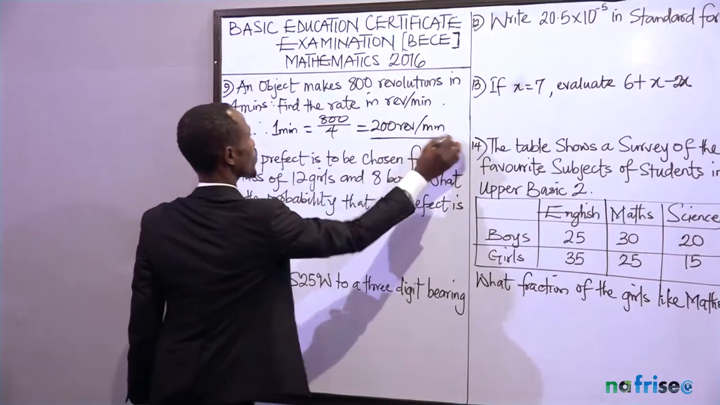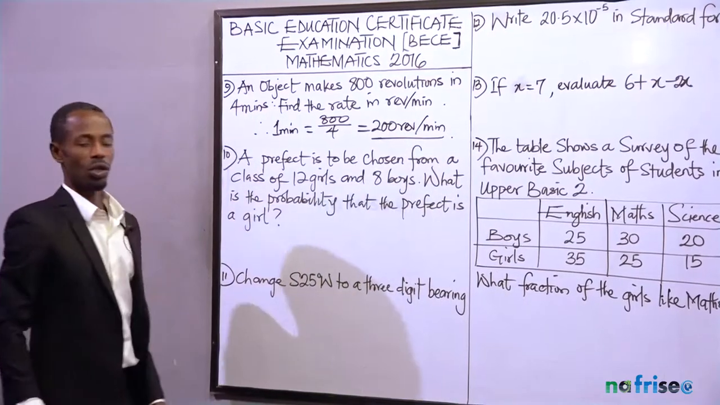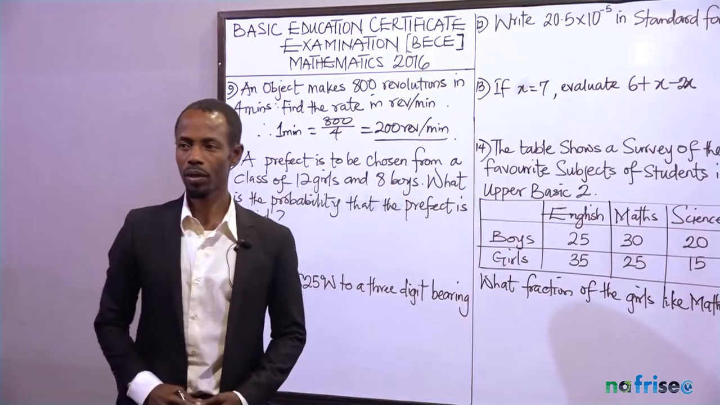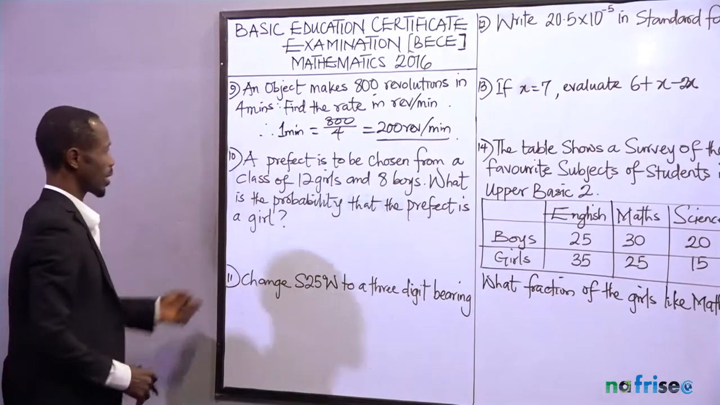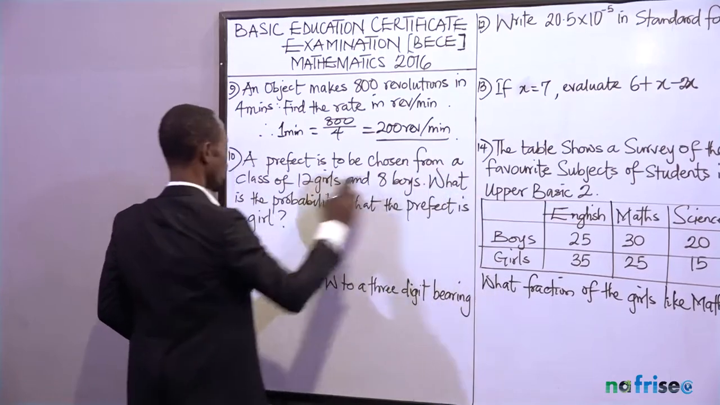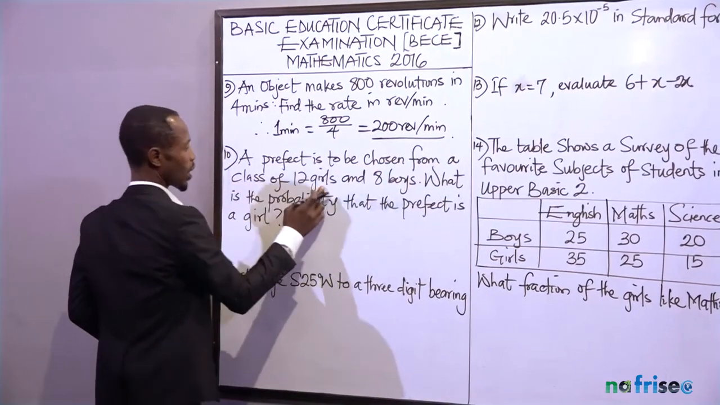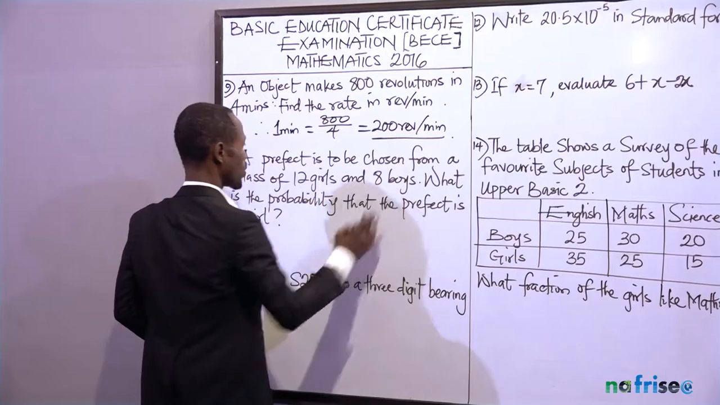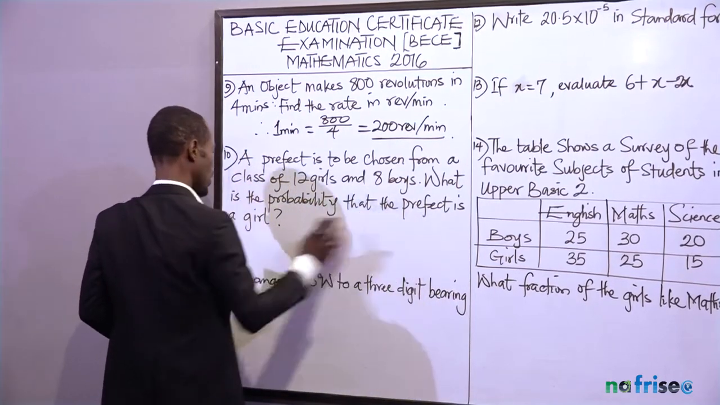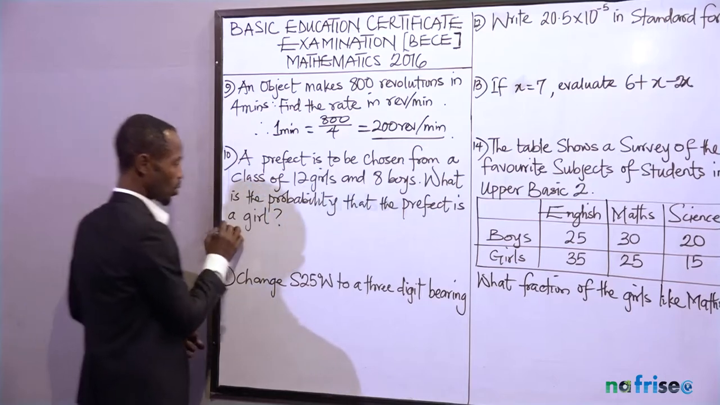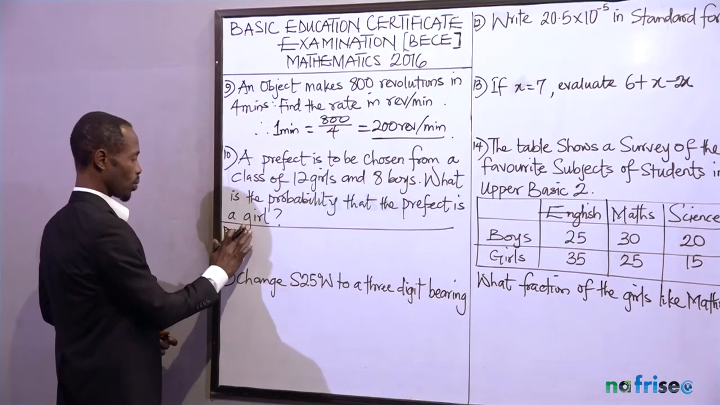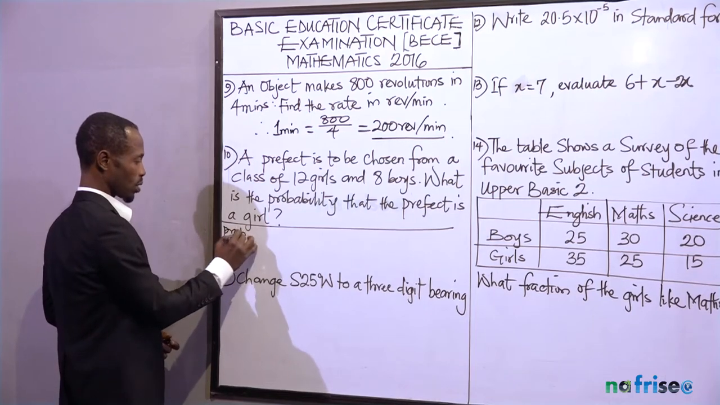This is just too simple, straightforward. So it goes 200 per minute. That's what they're asking for. Are you with me? Okay, now we'll go to number 10. A prefect is to be chosen from a class of 12 girls and 8 boys. What is the probability that the prefect is a girl? Now, for probability, we know probability is a fraction.